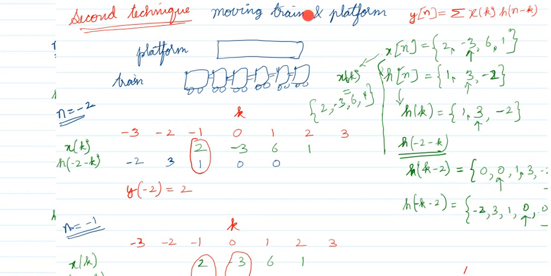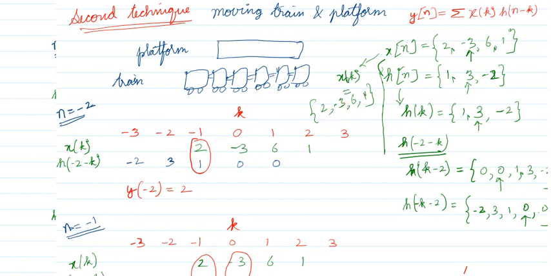Moving train and platform. If you go to a railway station, the platform is stationary. It is not moving at all. Only the train is moving. You can see the wheels here, right? The train is moving. Now, these red values are the k values, and x of k I am going to take as stationary: 2, minus 3, 6, and 1. We know what x of k is: 2, minus 3, 6, and 1.